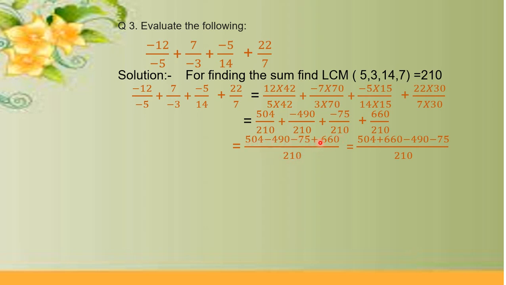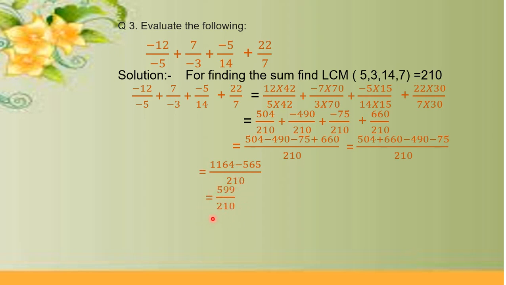Now we have to write the like terms as the positive numbers and the negative numbers. So positive numbers are 504 plus 660, negative numbers are minus 490 minus 75. So add the positive numbers and add the negative numbers, then we get 504 plus 660 is 1164, and minus 490 minus 75 becomes minus 565. Now one is positive, one is negative, so subtraction gives 599 upon 210.